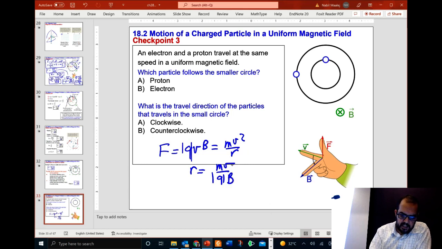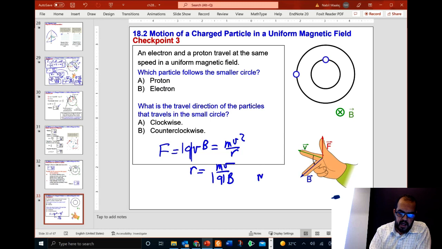Okay, you can see the radius of the circle is mv over qB. The electron and the proton, the absolute value of the charge is the same, it's e. The magnetic field is the same. The velocities are the same. What makes the difference? It's the mass.